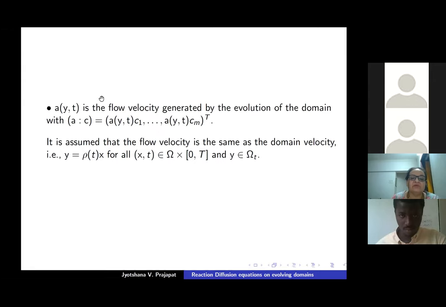And of course, this is the expansion. As I said, you can just look at m equal to 1 and one can understand that this is the gradient term, which comes because of the additional condition that the domain omega is deforming. One usually assumes, I think that is called the Reynolds transport theorem, that the flow velocity is the same as the domain velocity. So y is going to be a function of rho t times x. So one can think of the flow velocity as separable in the t variable and the space variable. That simplifies later computations also, as we will see.